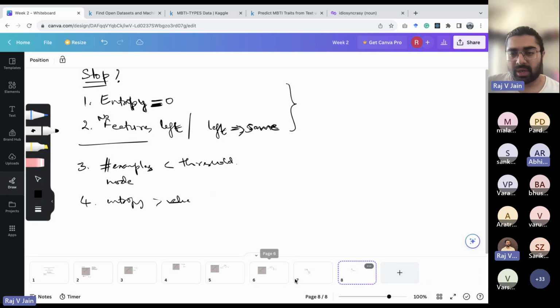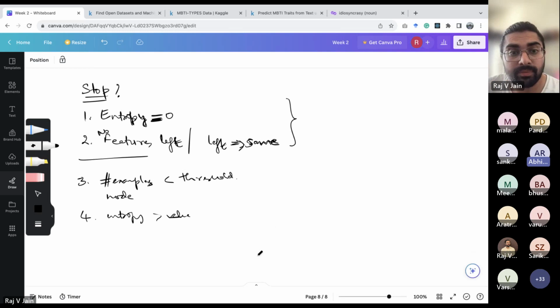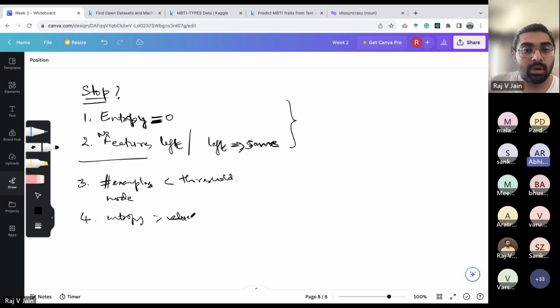Did you mean information gain by the fourth point? Did you mean information gain, parent entropy minus the... Yes, information gain.